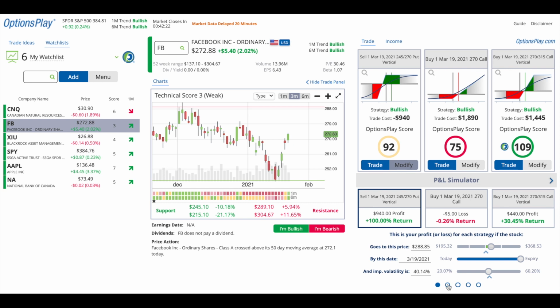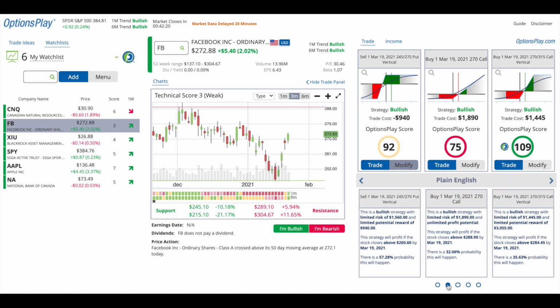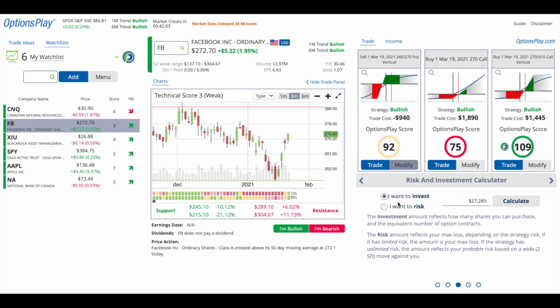There are also a few other tools here that are designed for beginners to help you better understand each strategy. Sometimes beginners may have trouble understanding what a short put vertical actually means, so we have a plain English section that helps you better understand each strategy. We have a risk and investment calculator to allow investors to easily calculate the appropriate number of contracts that you might want to trade for a certain amount of capital that you're willing to risk.